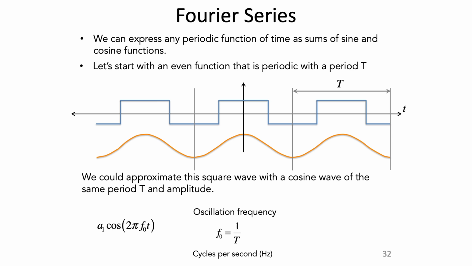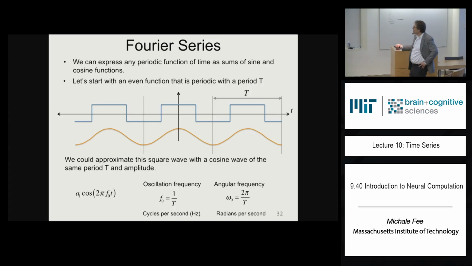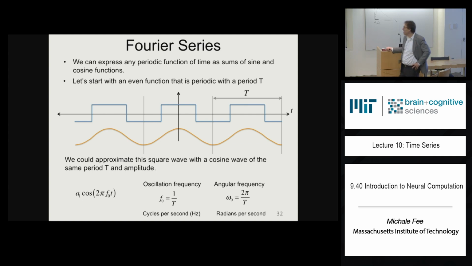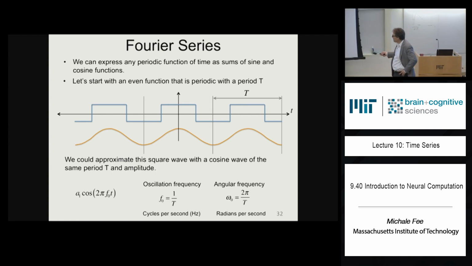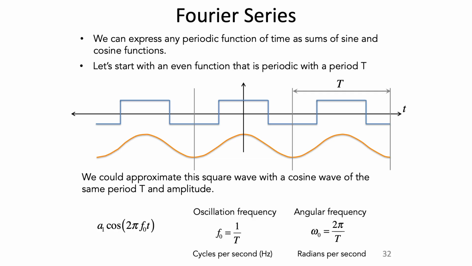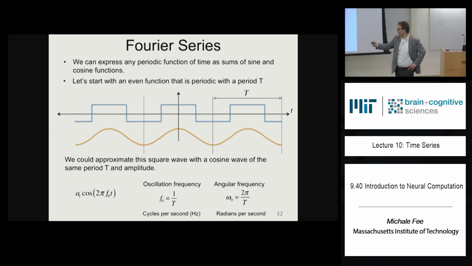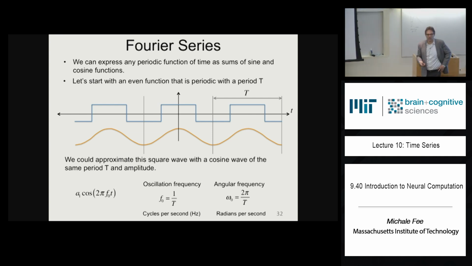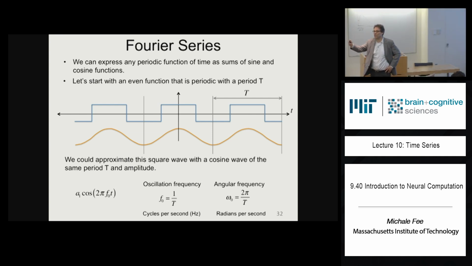F0 is the oscillation frequency, in cycles per second. There's an important quantity called the angular frequency, which is just 2 pi times F0, or 2 pi over T. The reason is that if we write this as cosine omega naught t, then this gives us a 2 pi change in the phase over the interval T, which means that the cosine comes back to where it was.